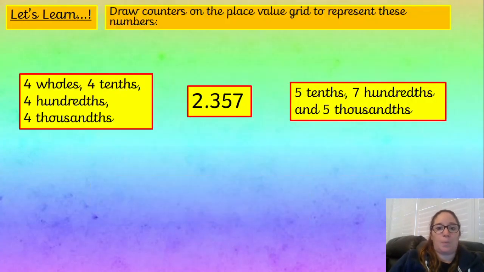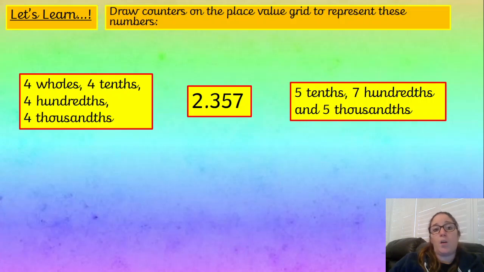There you go. Okay, so as I said before, there are place value grids and the resources for you to print out if you want to. You need 3 for this activity. Okay, for this part of the lesson, for this independent practice, you need 3 grids, or you can write it out 3 times. Okay, so I'd like you to represent these numbers on a place value grid using the counters. Okay, so you've got 4 wholes, 4 tenths, 4 hundredths, 4 thousandths, 2.357, 5 tenths, 7 hundredths, and 5 thousandths.